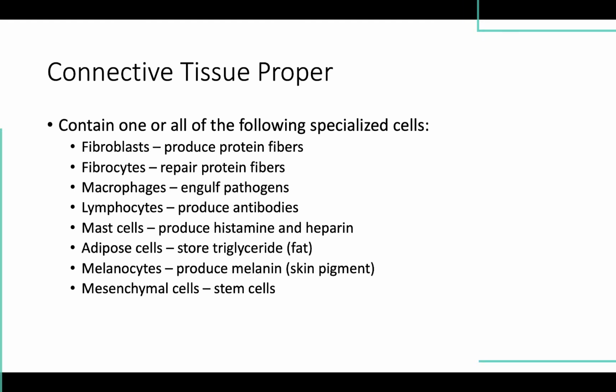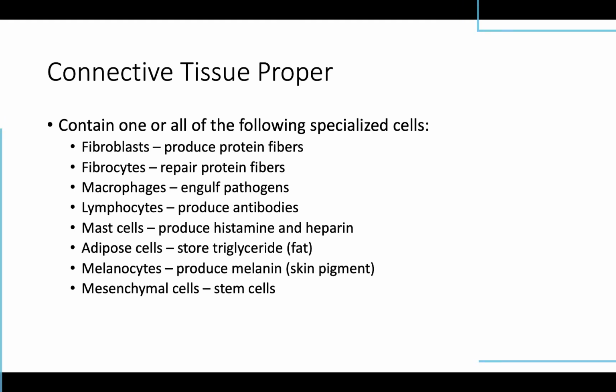Some of the connective tissue proper will only have one type of cell, like adipose tissue will only have adipose cells. But then we have another type of connective tissue proper called areolar tissue, and that will have all of these. So let me briefly go over what each one of these does. The fibroblasts produce those protein fibers. The fibrocytes repair the protein fibers. The macrophages engulf any pathogens that get into that tissue, like bacteria, things like that.